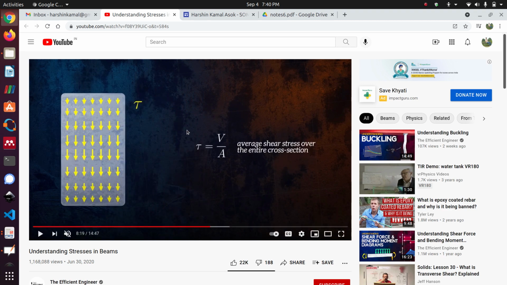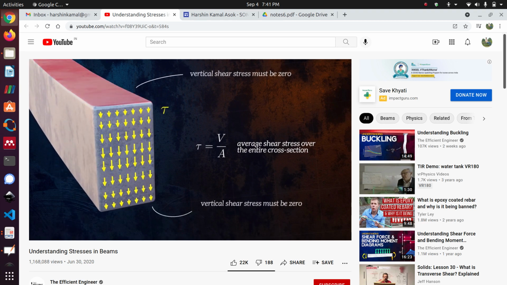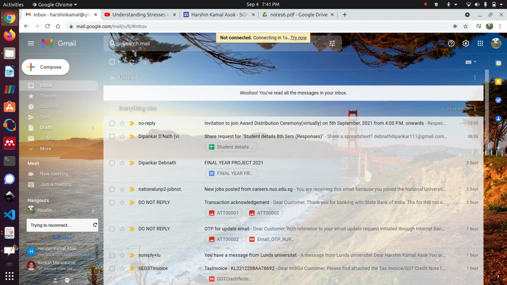Like I told you before, the average shear stress over the entire cross section can be written as tau equals V by A. But the actual value of shear stress at different points in the cross section will be different, and we need to come up with a formula to find the value of shear stress at different points in the cross section. So let's try to derive that equation.